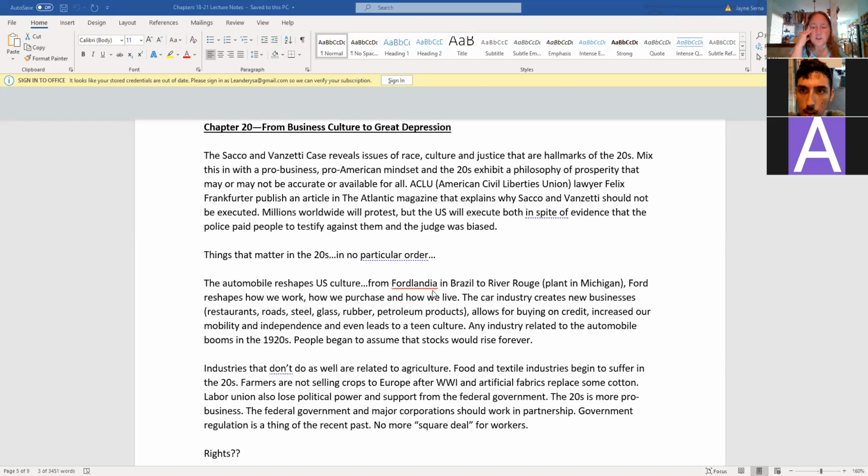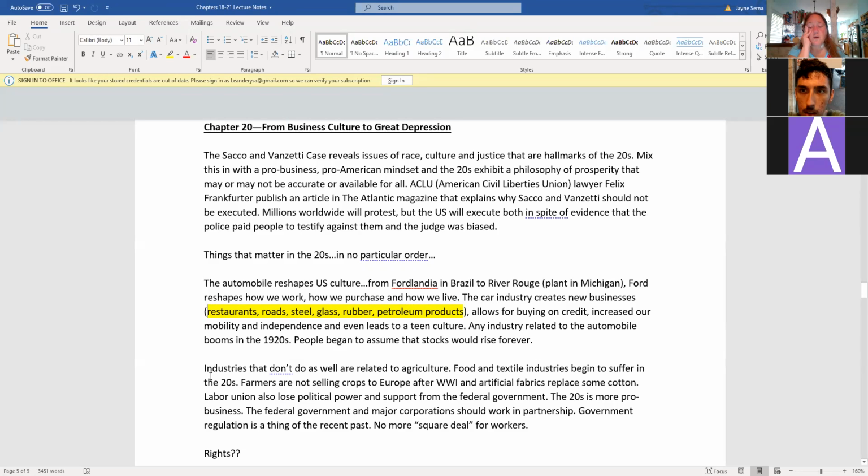All of those people are competing for a limited market. Now, as long as people have money to buy stuff they don't need, you're in pretty good shape. And in the early part of the 20s, we had money to buy stuff we didn't need. And the things related to the automobile industry listed here, restaurants, roads, steel, rubber, glass, petroleum products, those industries were doing pretty well during that era.